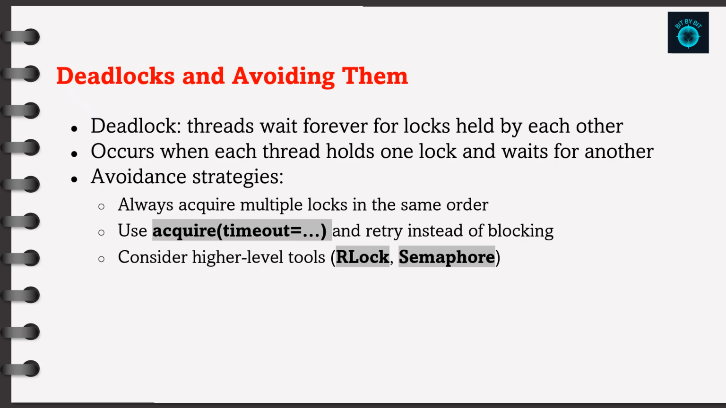Second, you can use lock.acquire with timeout equals instead of a blocking acquire. If the lock isn't available within your timeout, you can release any locks you already hold and retry. Finally, sometimes it's simpler to use Python's higher-level synchronizers like RLock or Semaphore, which can reduce the risk of deadlock in complex designs.